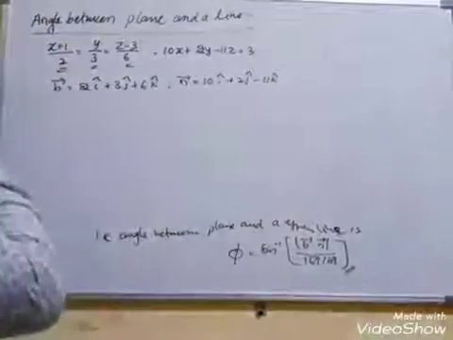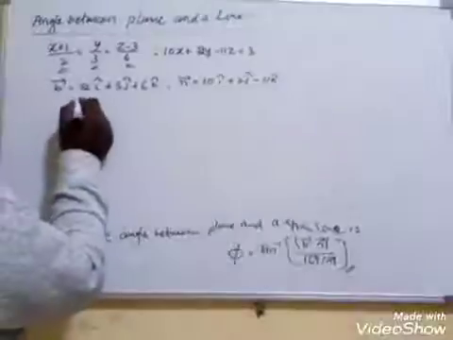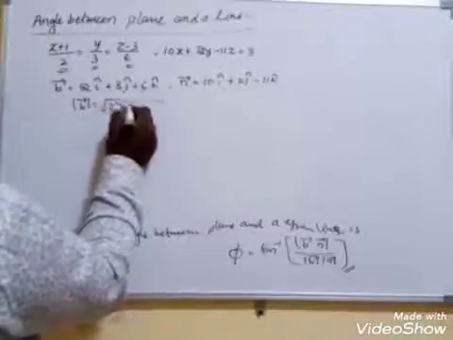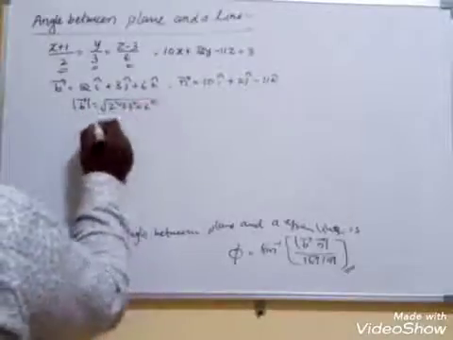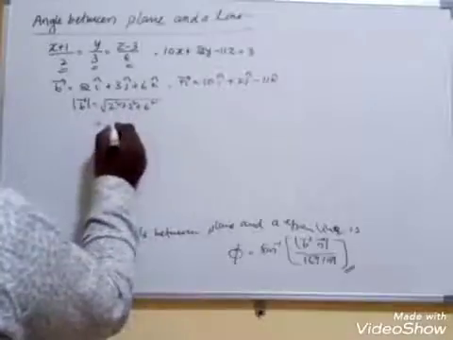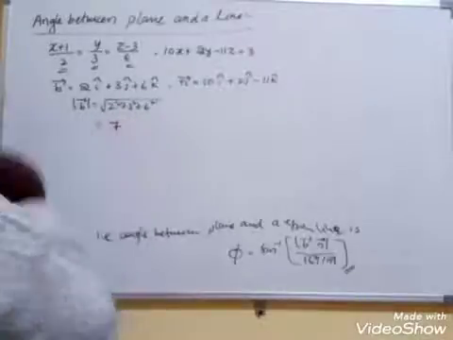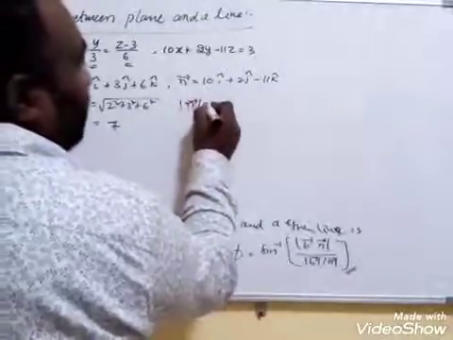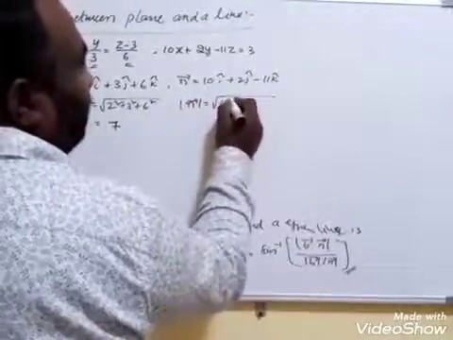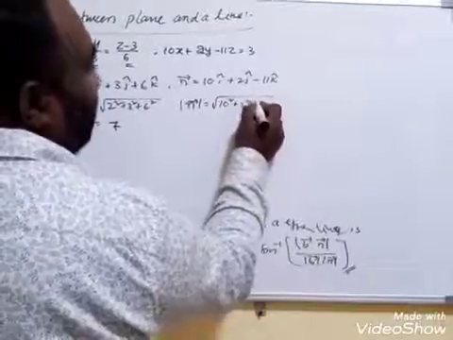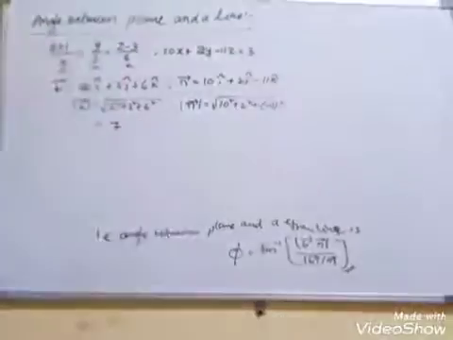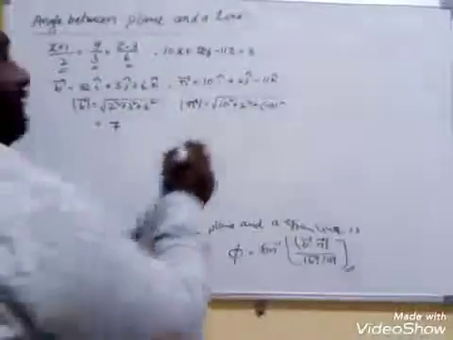Now modulus of b bar is equal to root of 2 square plus 3 square plus 6 square, is equal to root of 4 plus 9 plus 36, that is root of 49, nothing but 7. And modulus of n bar is root of 10 square plus 2 square plus minus 11 whole square, that is 100 plus 4 plus 121, which is 225, nothing but 15.